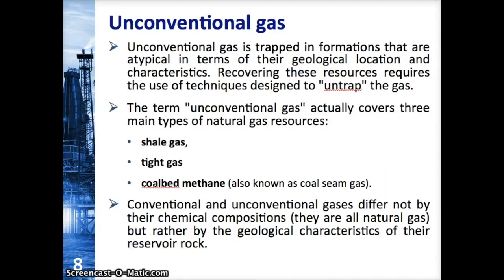So unconventional gas differs because of the porosity and permeability of the formations that the gas is trapped in. The formations are usually super dense, with low porosity and permeability, and the techniques used to untrap the gas from these formations are what makes them unconventional. Also, I want to be clear, the gas itself, no matter what method is used to get it to the surface, either conventional or unconventional, is still the same compositional makeup, containing methane, petroleum gases, condensates, and inerts. So the main types of unconventional gases that we're going to talk about here are shale gas, tight gas, and coal bed methane.